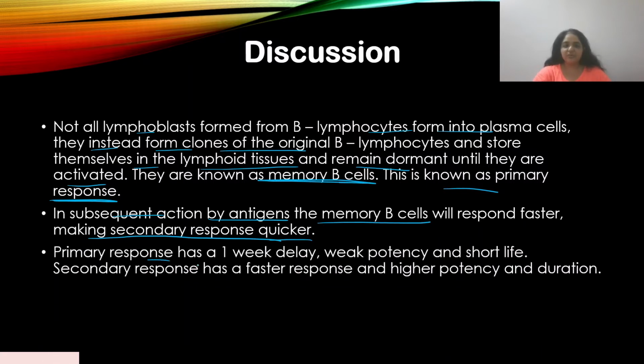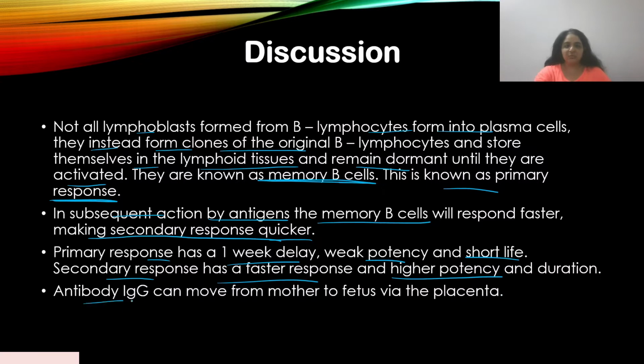The primary response has a one week delay. It has weak potency, it's not very powerful, and it has a short life. The secondary response is faster, with higher potency and duration. So this is the difference between primary and secondary response in immunity. Also, please understand the difference between passive immunity and active immunity.